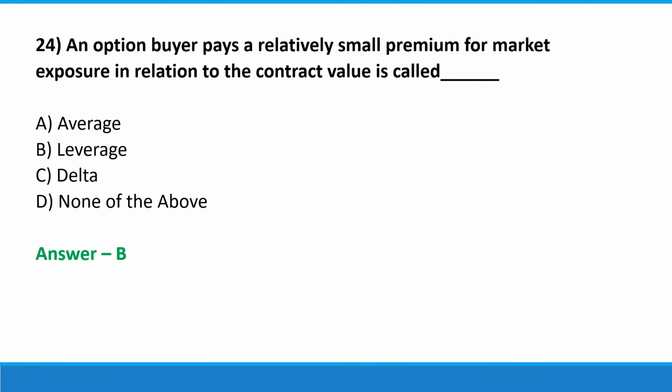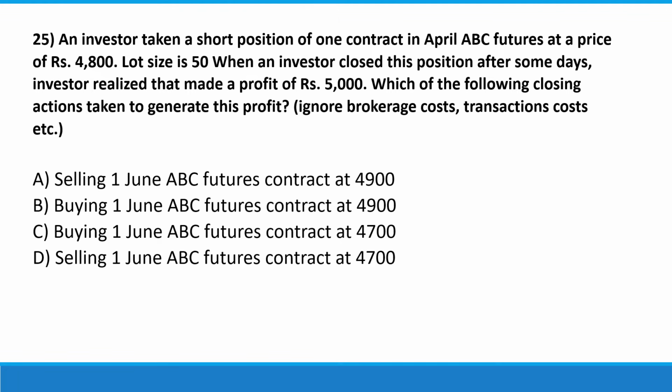Next question. An investor has taken a short position of one contract in April ABC futures at a price of 4,800 rupees. Lot size is 50. When the investor closed this position after some days, the investor realized that he made a profit of 5,000. Which of the following closing actions was taken to generate this profit? Ignore brokerage cost, transaction cost, etc.